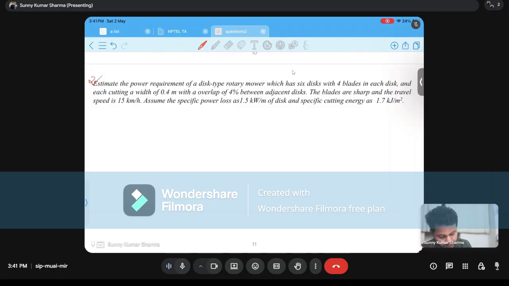estimate the power requirement of a disc type rotary mower which has 6 discs with 4 blades in each disc, and each cutting a width of 0.4 meter with an overlap of 4 percent between adjacent discs. The blades are sharp and the travel speed is 15 km per hour. Assume the specific power loss is 1.5 kilowatt per meter of a disc and the specific cutting energy is 1.7 kilojoule per meter square.